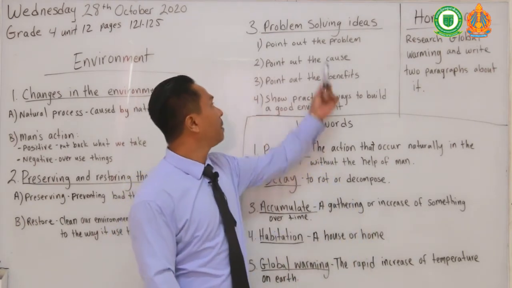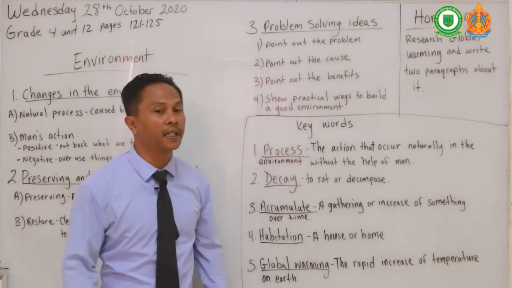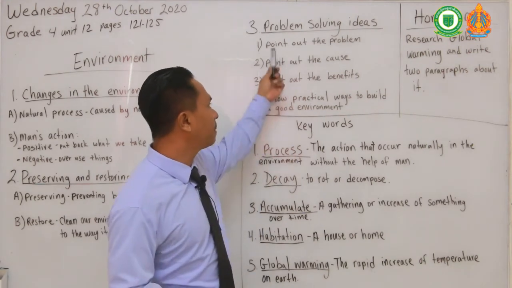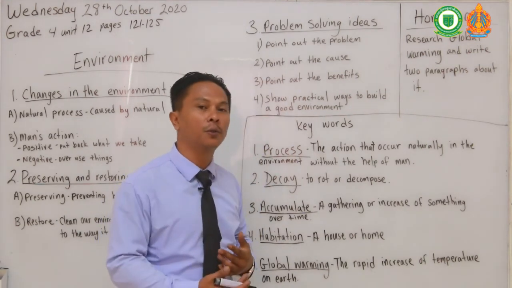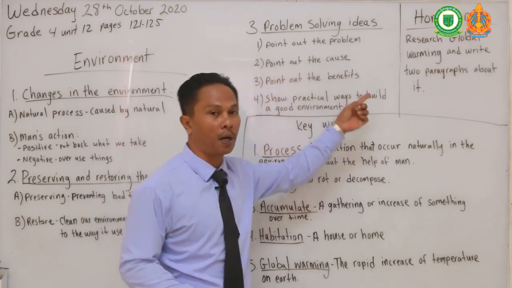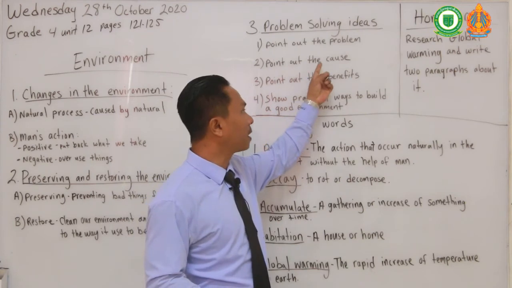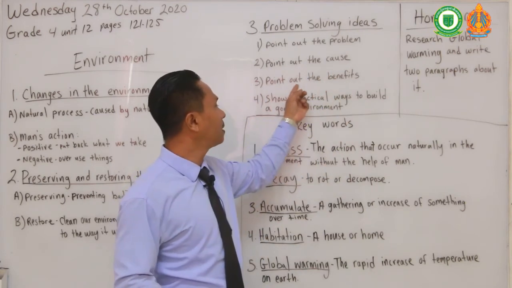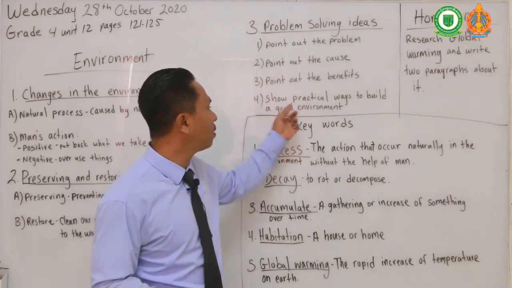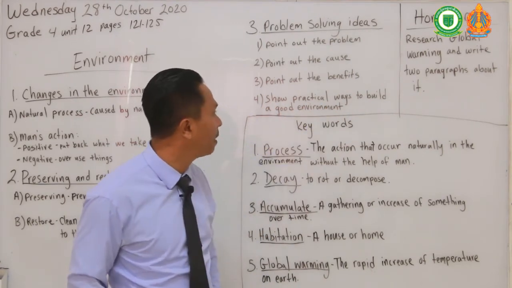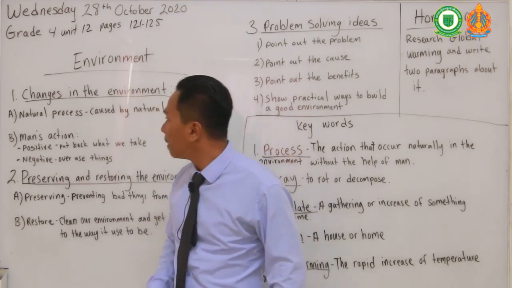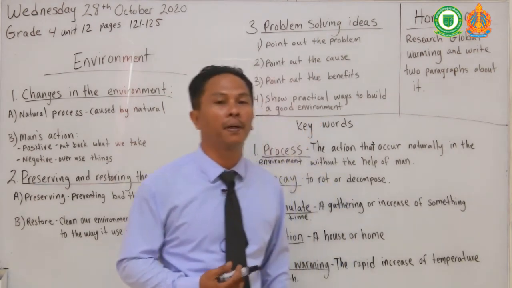Okay, and then we also learned about the problem-solving ideas. So when we write about problems with the environment, these 4 steps right here, it's a good start to know what you're going to be writing about, okay? So you point out the problem first, and then you find out the cause of the problem, and then you tell them the benefits if you fix it, okay? And then show the practical ways to build a good environment. And that is pretty much it for the environment on this section. So I hope everybody understands environment, okay?